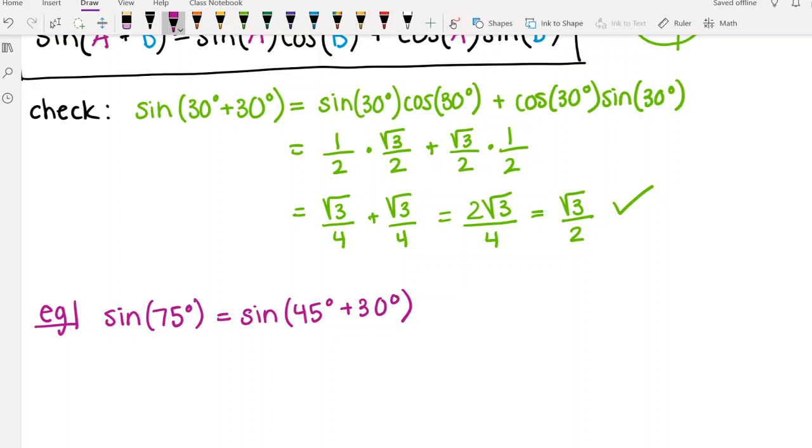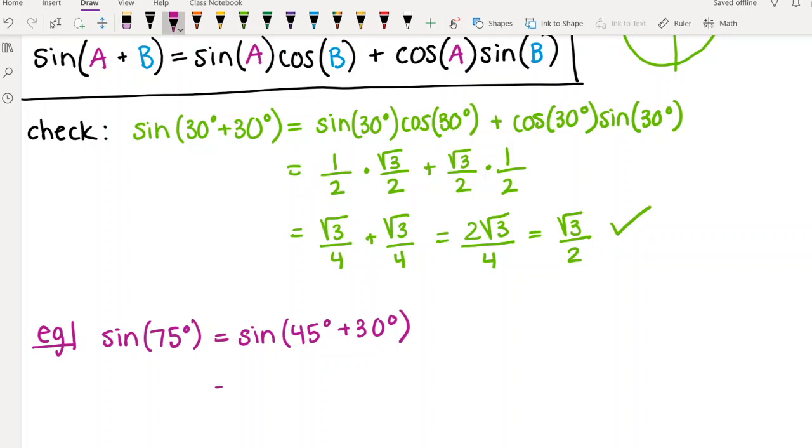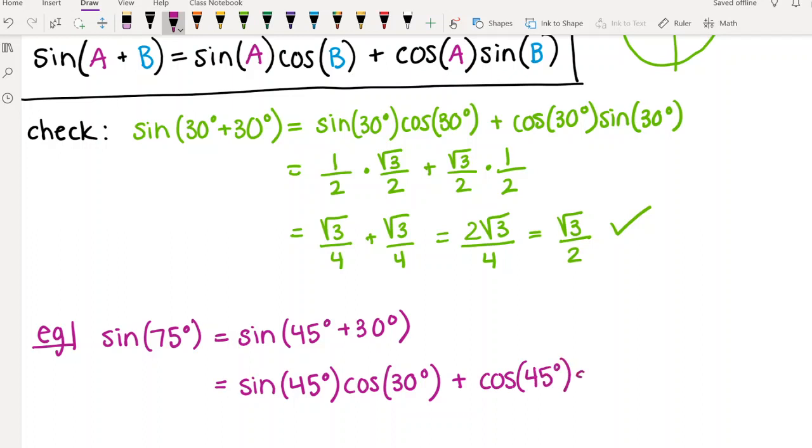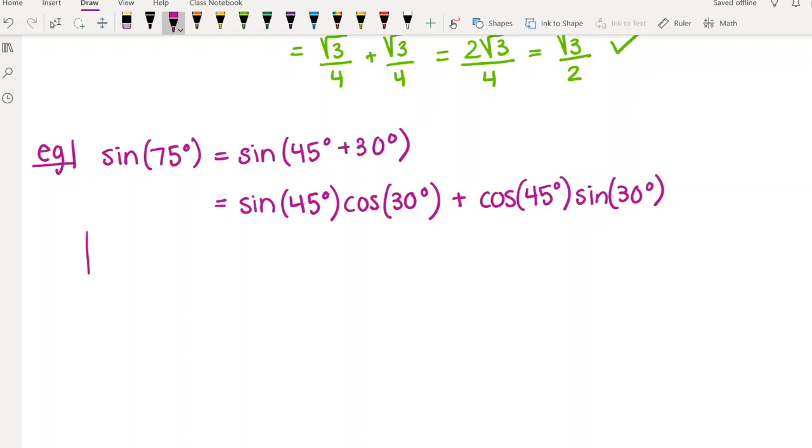Okay, so let's apply this formula. So how does this formula work? Well, we're going to do sine of the first angle and then multiply that with cosine of the second angle. And then to that, we're going to add cosine of the first angle and multiply that with sine of the second angle. Okay, so let's draw a little unit circle here so we have all the information we need. We need sine and cosine of both 45 degrees and 30 degrees. For 45 degrees, we would have square root of 2 over 2 and square root of 2 over 2. And then for 30 degrees, we would have square root of 3 over 2 and 1/2.